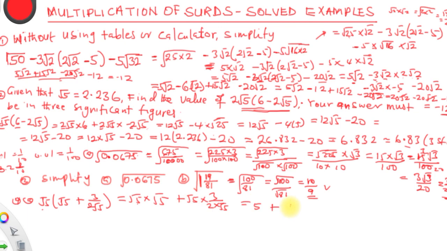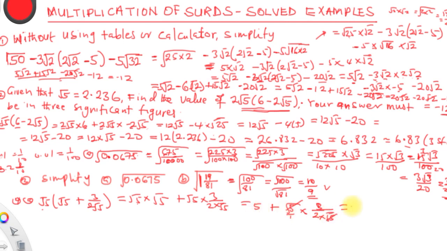You get square root of 5. Then this square root of 5 is the same as square root of 5 over 1, times 3 over 2 times square root of 5. You have a fraction like this, so we can cancel. This square root of 5 will cancel this square root of 5. So we get 5.